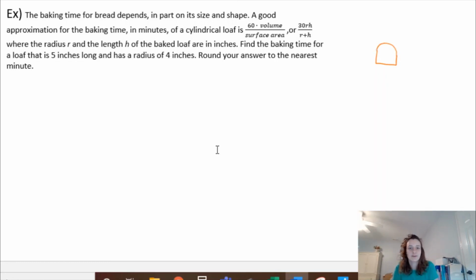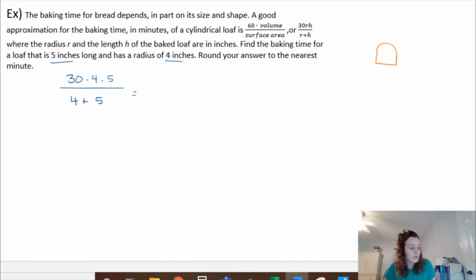Is 60 times volume divided by the surface area, or 30 r h divided by r plus h, where the radius is r and the length h of the baked loaf are in inches. Find the baking time for a loaf that is 5 inches long and has a radius of 4 inches. Okay? And so what we want to do now is plug these values in. I have 30 times r, which, it says the radius is 4 and that the height is 5. So 30 times 4 times 5 divided by, well, the radius again is 4 plus the height of 5.